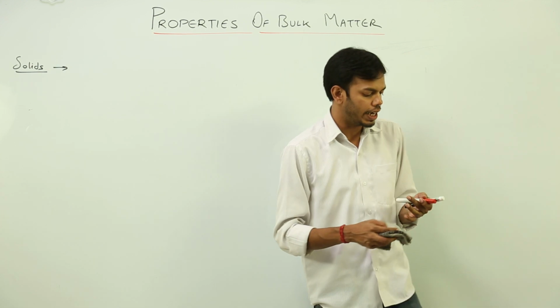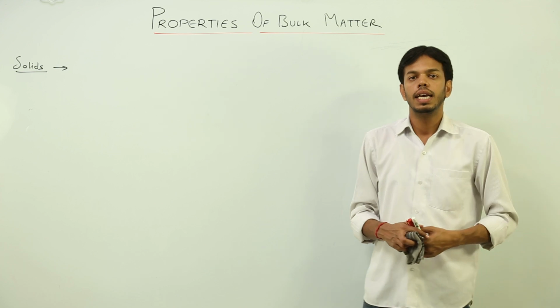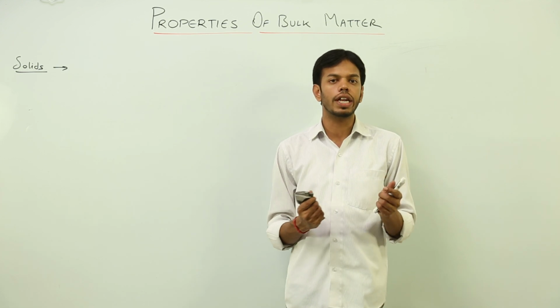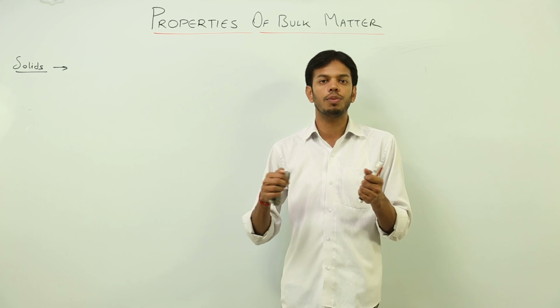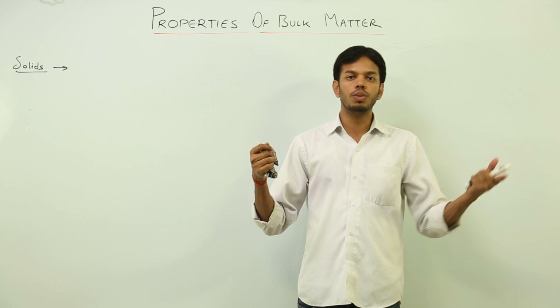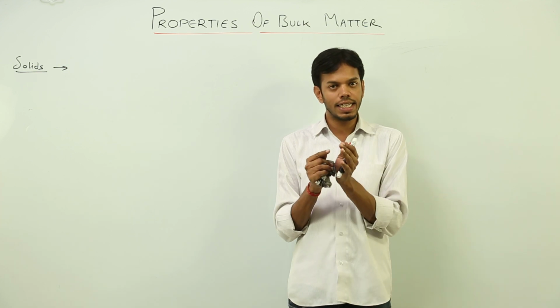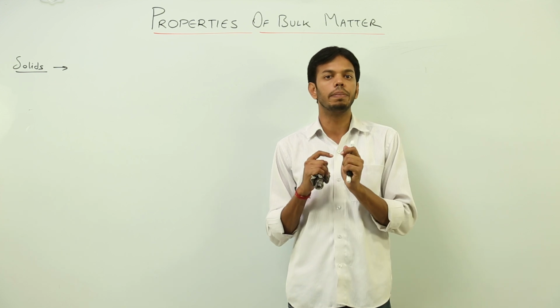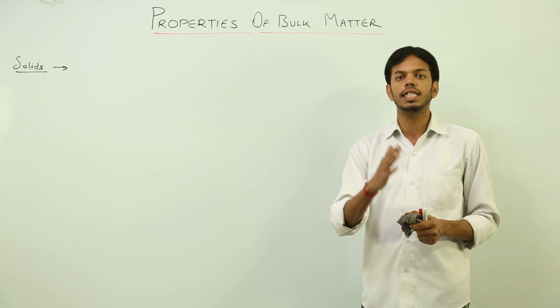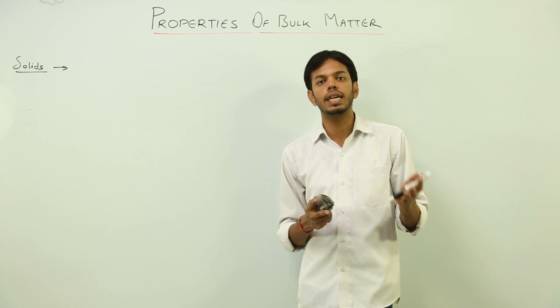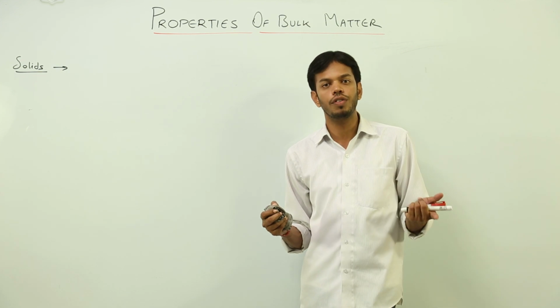I'll just give you a small hint what is elastic after effect. Elastic after effect is when a body is compressed or stretched. Suppose there is a deforming force acted on a rubber band. When the deforming force is removed, the body regains its shape and size, but it takes some time to regain its actual shape and size completely. So that is called elastic after effect, which is the time required by a body to regain its original shape and size after the removal of deforming force.